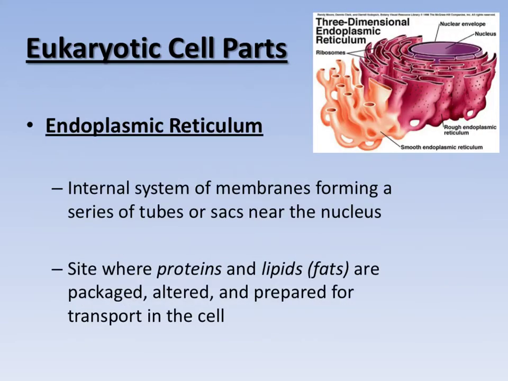Now we said that ribosomes can be attached to the endoplasmic reticulum, or sometimes much more simply called the ER. The ER is a set of membranes which kind of form these tubes or sacs around the nucleus. So notice in this picture, here's our nucleus, and then the endoplasmic reticulum kind of fans out from the nucleus in these little sets of membranous sacs or tubes. Now, the ER is where proteins and fats or lipids get packaged, altered, and prepared for transport in the cell.